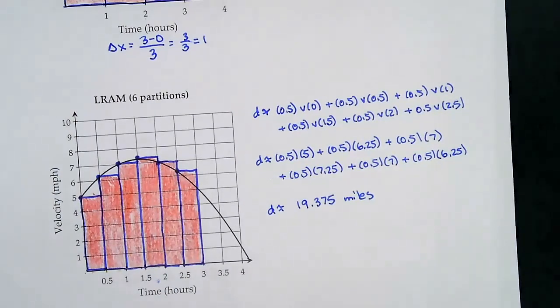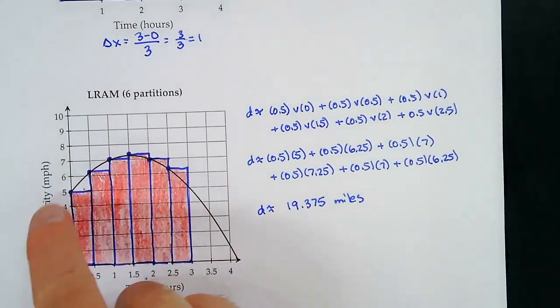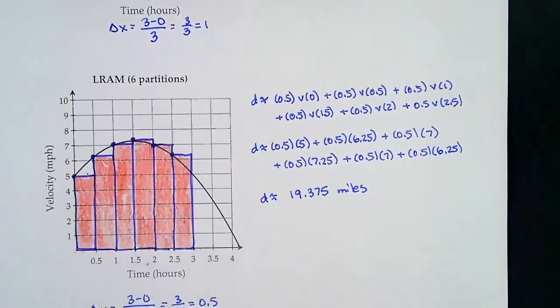All right, so really you just got to realize, I can find the distance traveled by taking the area under the curve. And when it's not a nice geometric shape like this, you can't get a nice geometric shape out of something that's curving like this, then you're going to have to approximate with rectangles like we did.